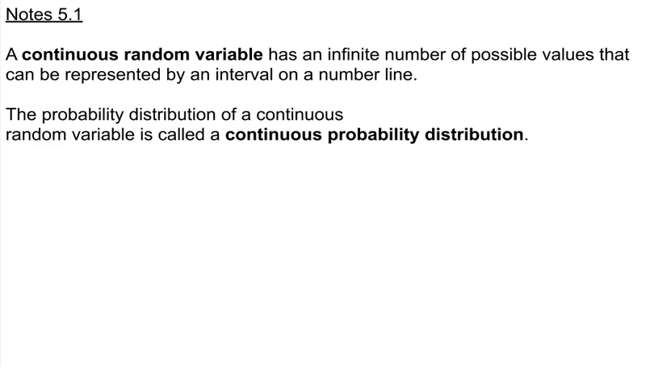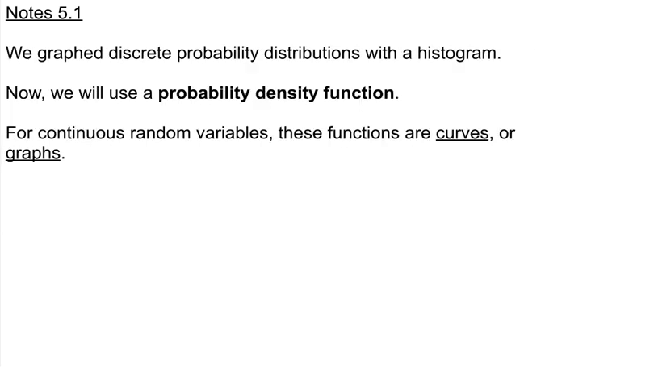Right? So recall that a continuous random variable has an infinite number of possible values that can be represented by an interval on a number line, just like we talked about with the heights. The probability distribution of a continuous random variable is called a continuous probability distribution. So we graphed discrete probability distributions using a histogram way back in Unit 2, but now for continuous distributions, we need to use a probability density function. And for continuous random variables, these functions are curves or graphs.